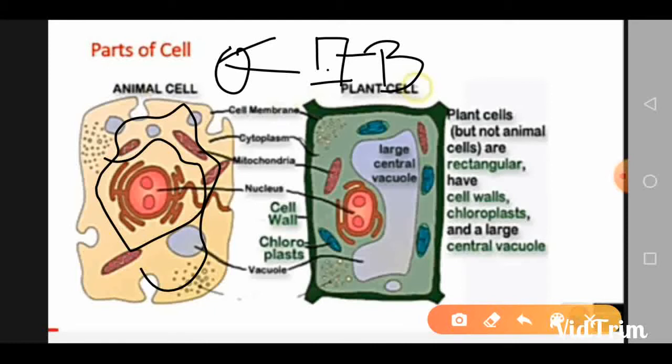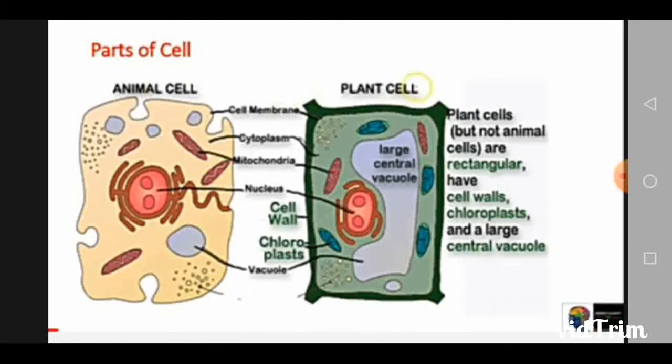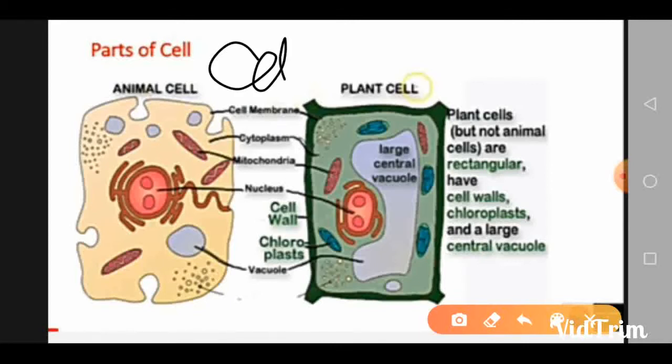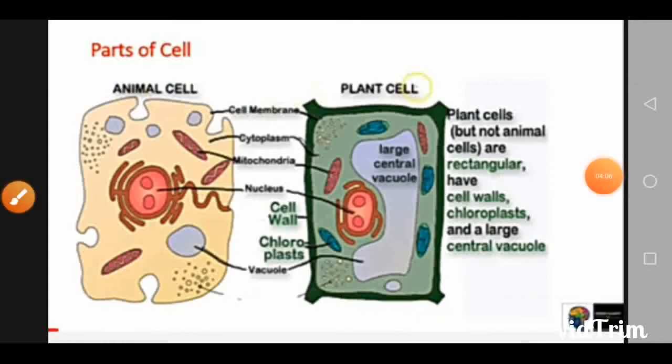Here we'll list out two things. This is the cell. In this cell we have two kinds of parts, living and non-living. There are three non-living parts: vacuole, cell wall and nucleoplasm. These are the three non-living parts in the cell.